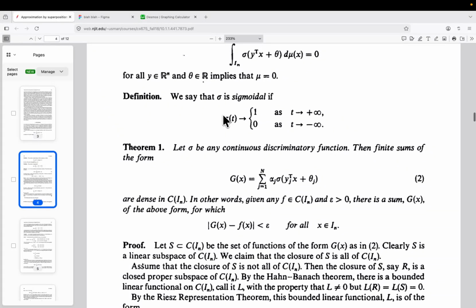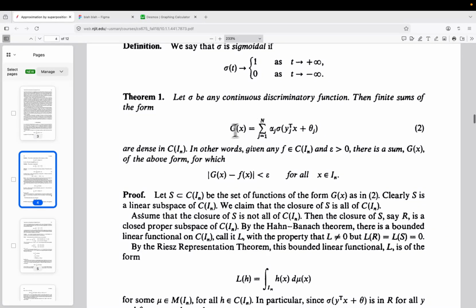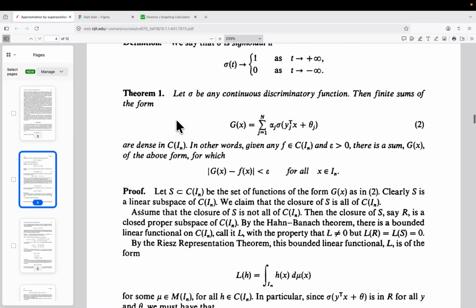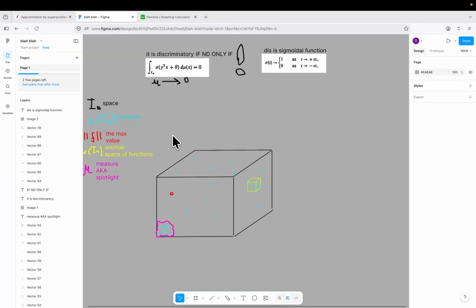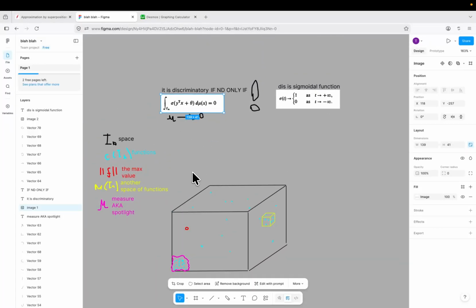Alright, so we are saying that sigmoid is discriminatory. The infinite sums of this form, which we were talking about in the previous video, are dense in C. That is what we were talking about. Again, this theorem is actually the whole paper. It's everything, because the idea we've been discussing for about two videos is that sigmoids are dense.